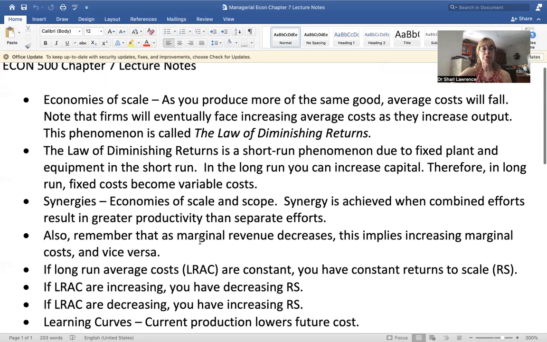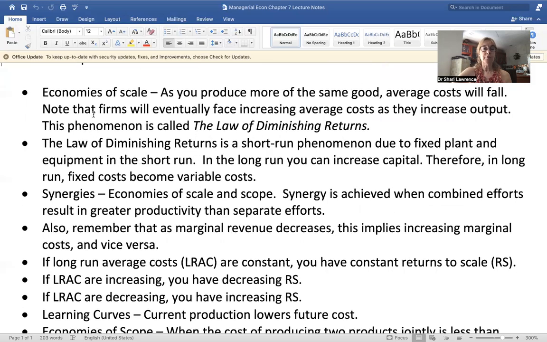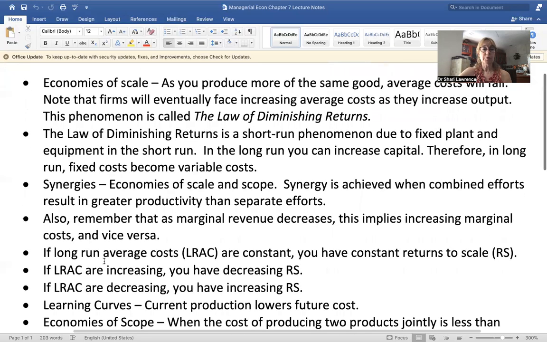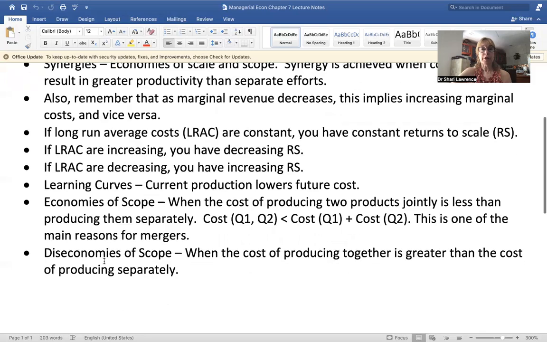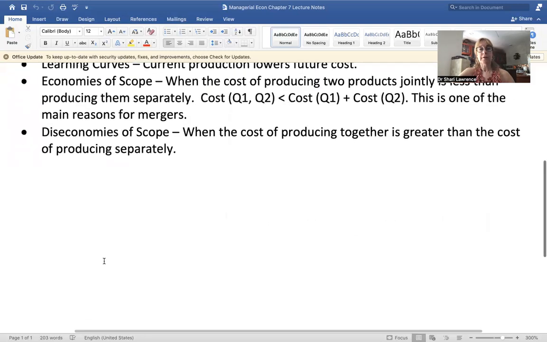Just make sure you understand economies of scale. All of these bullet points here, just take a look at these and read about them in the chapter. Make sure you have a good understanding of them.